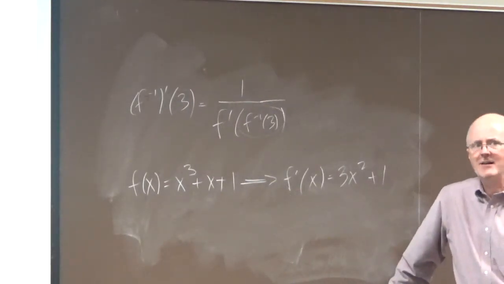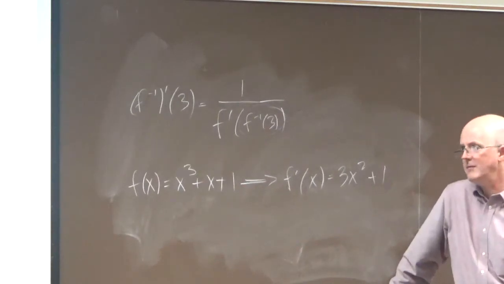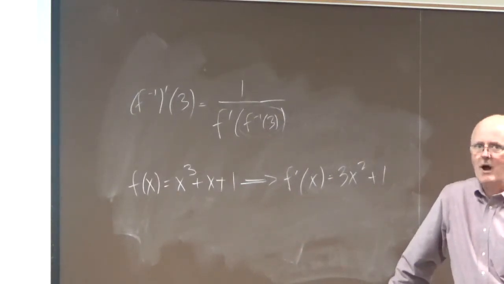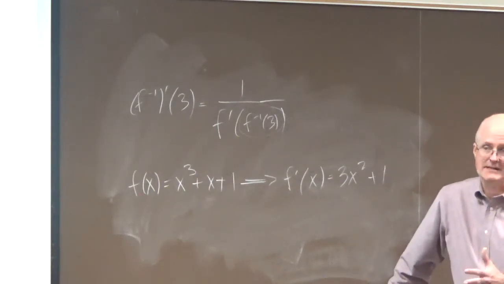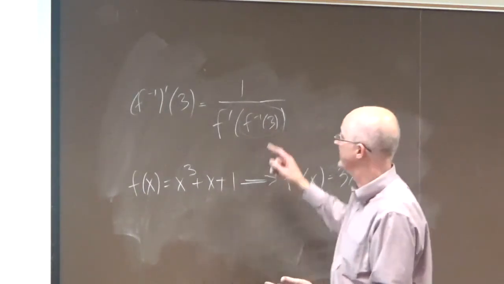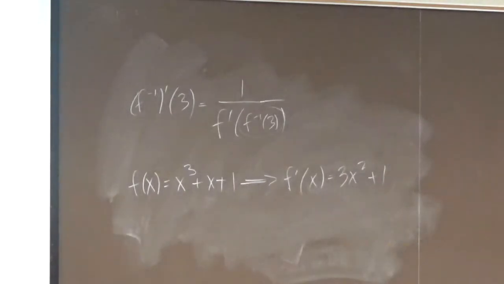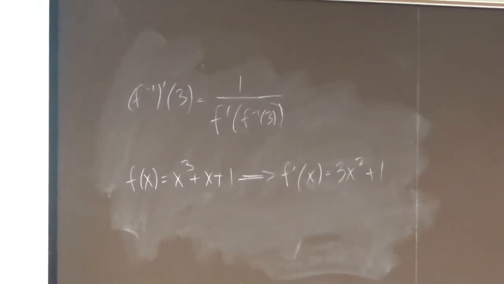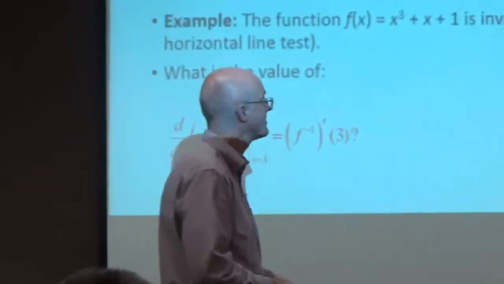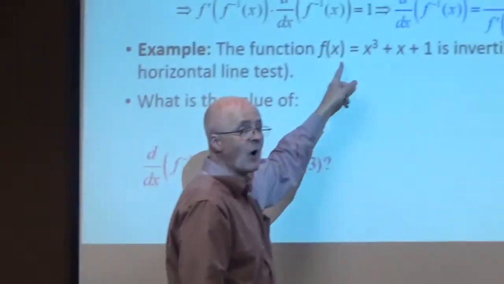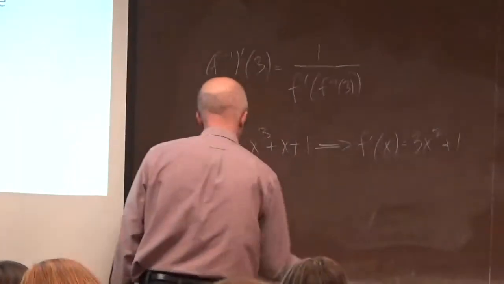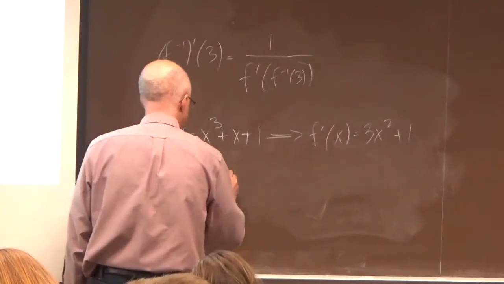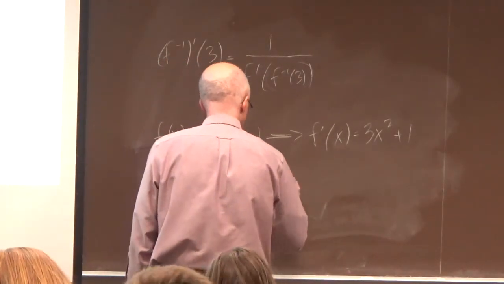How in the world can I find f inverse of 3 when I don't have a formula for f inverse? Well, I purposely picked an example that can be done. This cannot always be done so easily. It can maybe be done approximately sometimes. I purposely picked an input for f inverse that's possible to find by either guessing or by looking at a graph. Notice that f of 1 equals 3. When you plug 1 into f, you get 3.